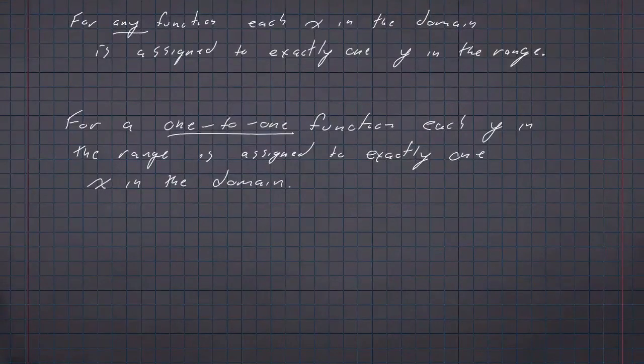Some very simple examples. F of x equals x is 1 to 1. Name any value, you evaluate the function, and you're going to get to a specific point. Name any point you want to get to, and there's only one way to get there, by picking that thing itself.